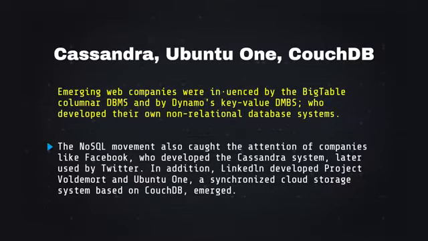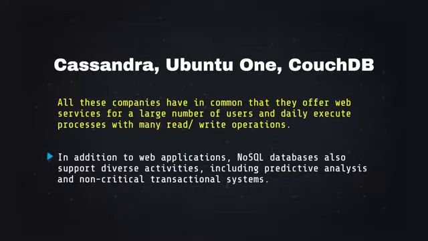The NoSQL movement also caught the attention of several companies that have developed NoSQL technologies, like Facebook, who developed the Cassandra system, later used by Twitter. In addition, LinkedIn developed Project Voldemort and Ubuntu One, a synchronized cloud storage system based on CouchDB. In addition to web applications, NoSQL databases also support diverse activity, including predictive analysis and non-critical transactional systems, those that do not require the ACID properties.